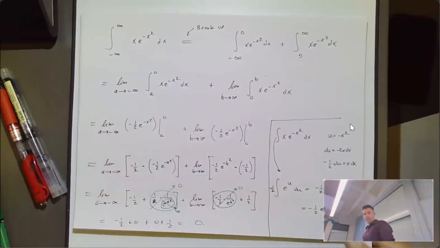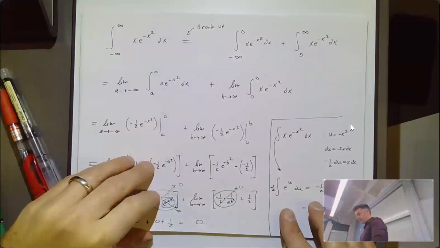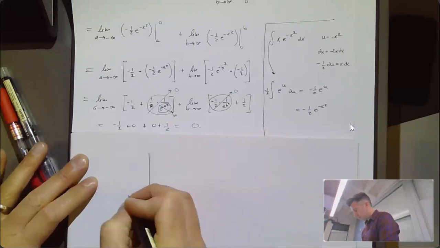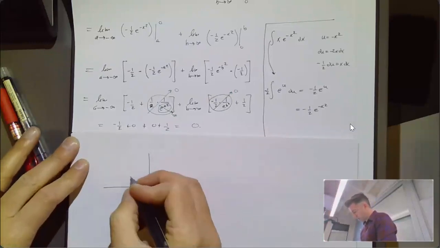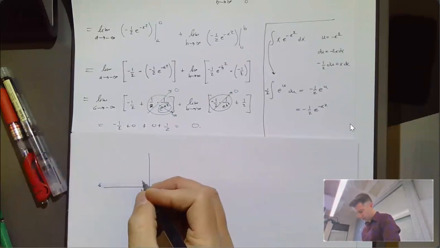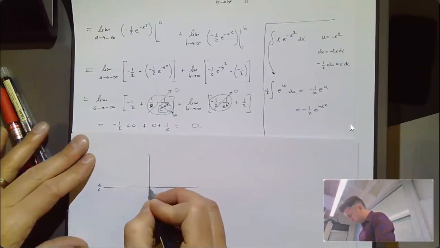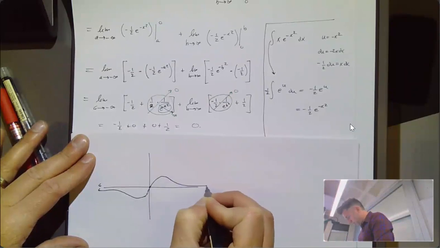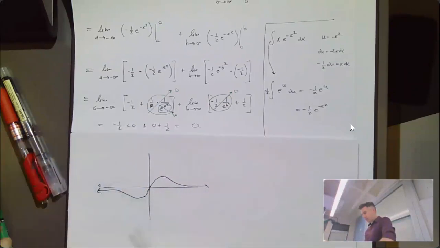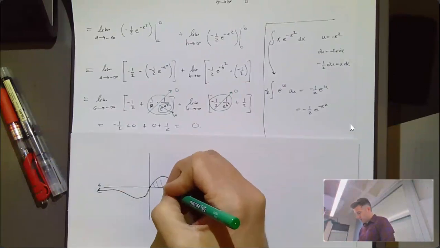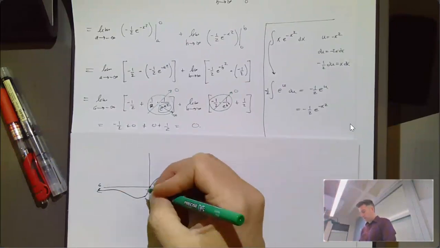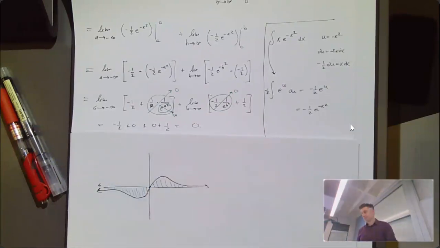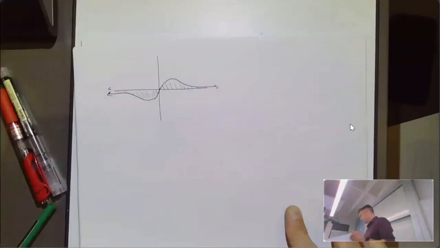If you were to graph this, here's what x e to the negative x squared looks like. It's kind of like this. My picture is not perfect, but the idea is, look, this area over here, which is positive 1/2, is canceling out with this area over here, which is negative 1/2. So that's what's happening. That's why we're getting 0 there.